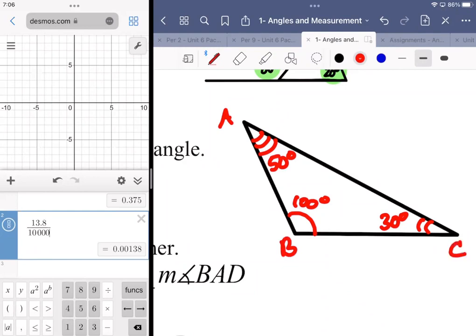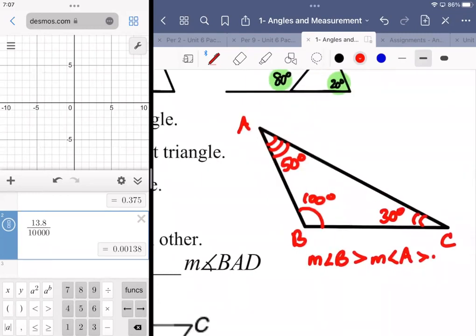What this rule is telling me is that the relationship between the sizes of the angles will correspond to the relationship between the sizes of the sides. It's a mouthful, but let me just show you. Using notation, I would say the measure of angle B is greater than the measure of angle A, which in turn is greater than the measure of angle C.